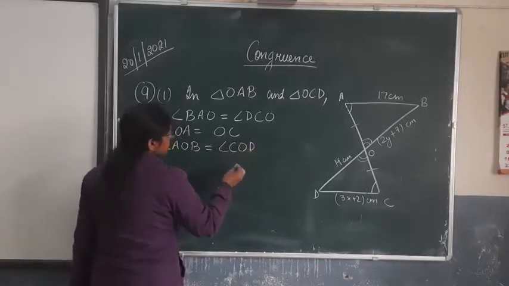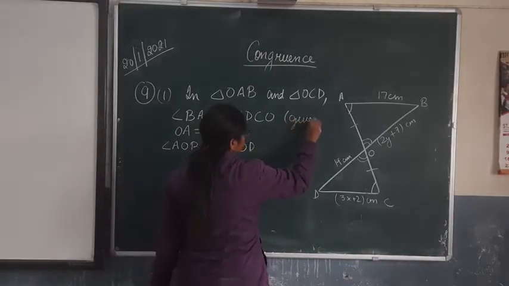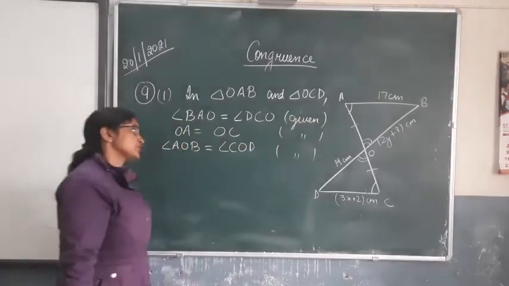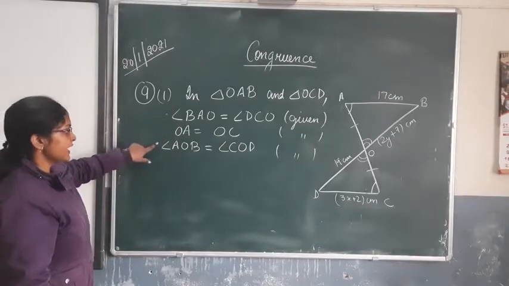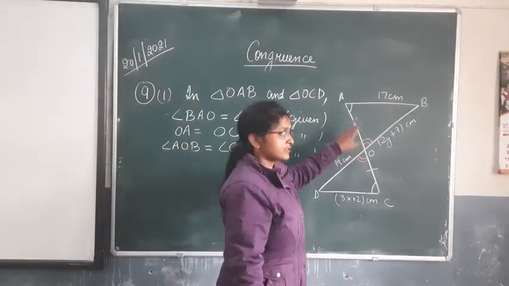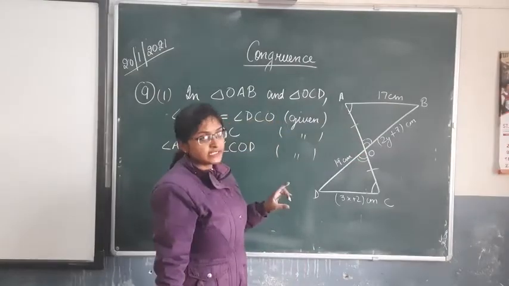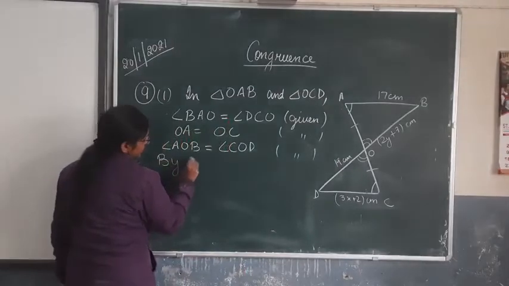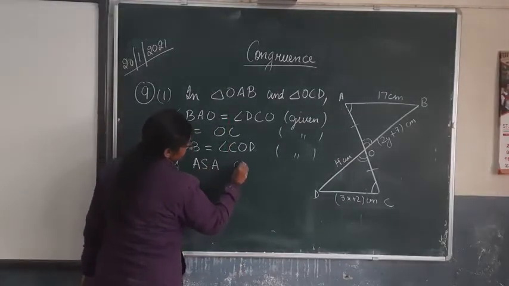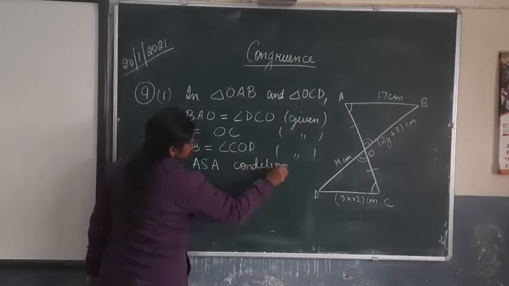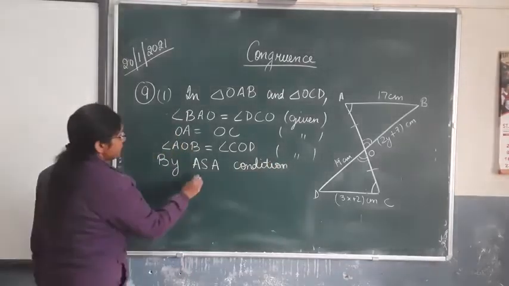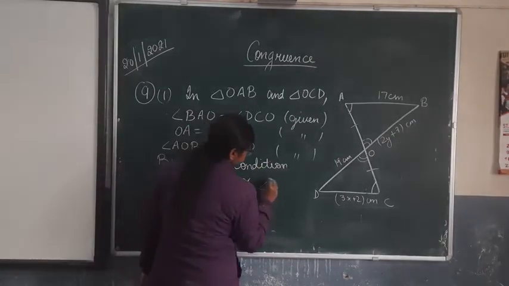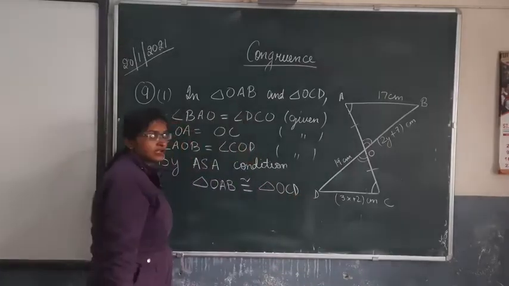Okay, and all these things are given in the question. It is given, and we can just make some commas like this because all these things are given in the question only. Okay, so by angle, side, angle. This side comes between these two angles, so that is why the angle, side, angle criterion will apply. Okay? So here we will write by angle, side, angle condition. By this condition, these two triangles are congruent to each other. Triangle OAB is congruent to triangle OCD. These two triangles are congruent to each other.